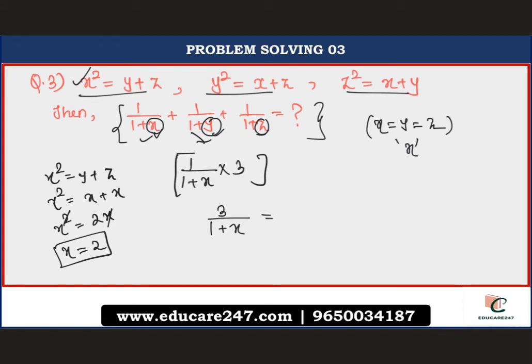Hence, what is the value of x that we got? x equals 2. So this is 3 upon 1 plus 2, that is 3 by 3. Hence, the correct answer to this equation is also 1, right? So 1 is the correct answer for this expression given over here.